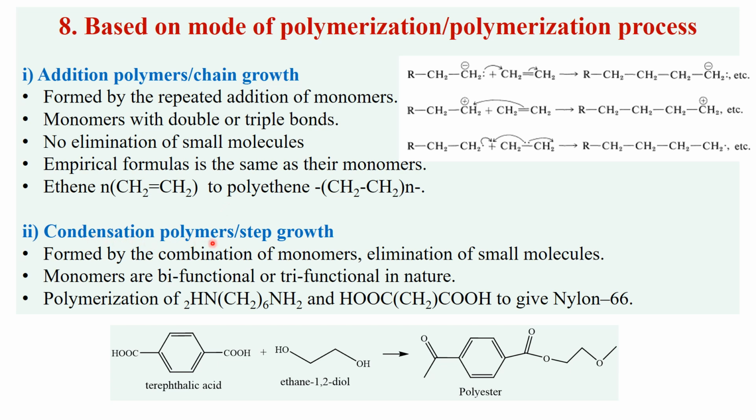Second type is condensation polymerization or step growth polymerization. These types of polymers are formed by the combination of monomers which are bifunctional or trifunctional in nature. They condense together with the elimination of small molecules such as water, ammonia, or HCl. A common example is polymerization of adipic acid and hexamethylene diamine. It produces a polyamide called nylon 6,6. Another example is the polyester formation from a diol and a diacid.